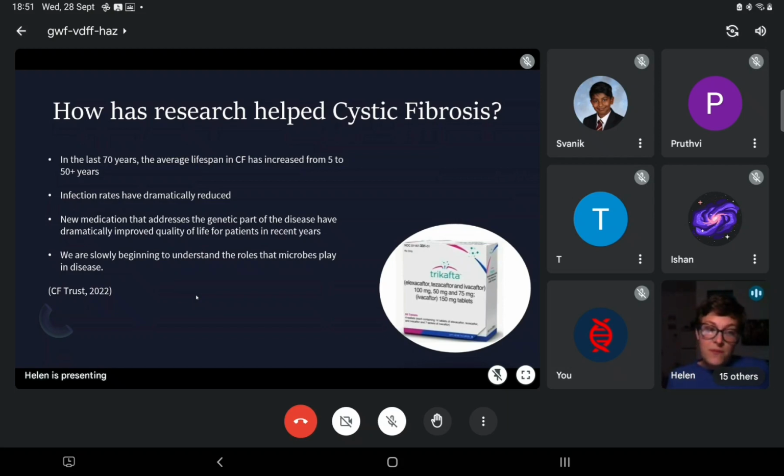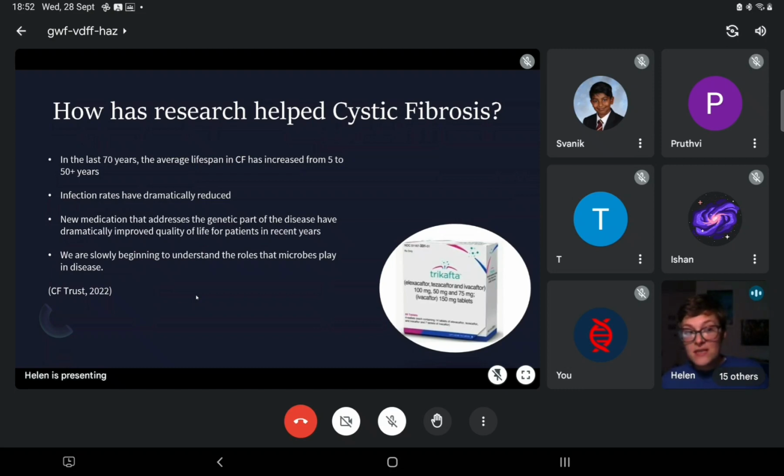We have new medication that addresses the genetic part of the disease, and it's dramatically improved the quality of life for patients in recent years. And of course, because of sequencing, we're slowly beginning to understand the roles that these microbes play in disease. We have several pathogens now that we realize are actually helping protect the lung. We have a couple that we're not too sure about. We have evidence to show that on the one hand, they stop bad bacteria from colonizing, but on the other hand, they also protect the bad bacteria. So we need to figure out whose side they're actually on. And all of this comes together to helping patients live better lives.